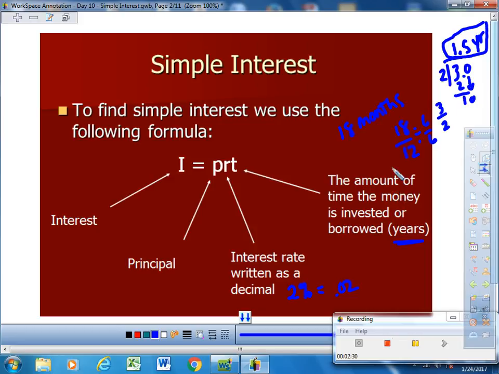But if it says 14 months, then you would want to divide 14 divided by 12. You can simplify that fraction to 7 over 6, and divide. But if it says 36 months, don't feel like you have to divide, because you should know that 36 months is 3 years.